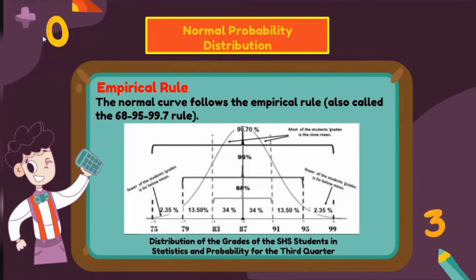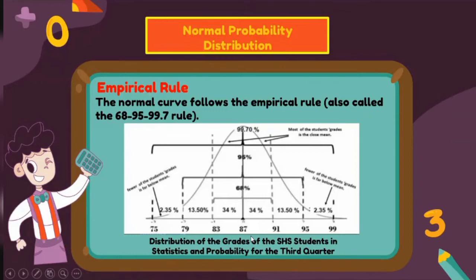We have the distribution of grades of senior high school students in statistics and probability for the third quarter. To form a normal curve, let's construct the curve first and then consider the scores or grades of the senior high school students ranging from 75 to 99. As you can see in this diagram, the mean of this normal curve is equal to 87.